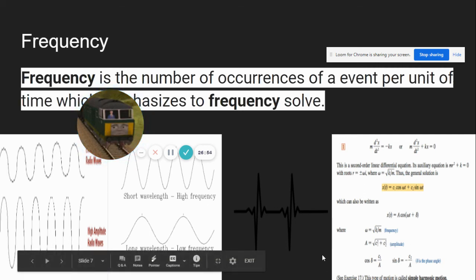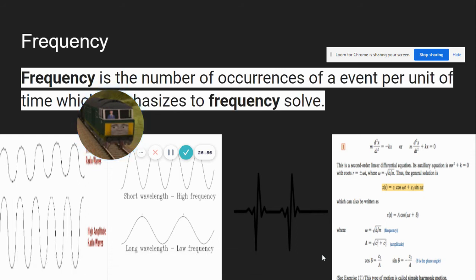Cos phi equals c1 divided by A. Sin phi equals negative c2 divided by A. Phi is a phase angle. Remember, cos phi equals c1 divided by A, and sin phi equals negative c2 divided by A. Phi is a phase angle. This type of motion is called simple harmonic motion. Just remember that in your notes.